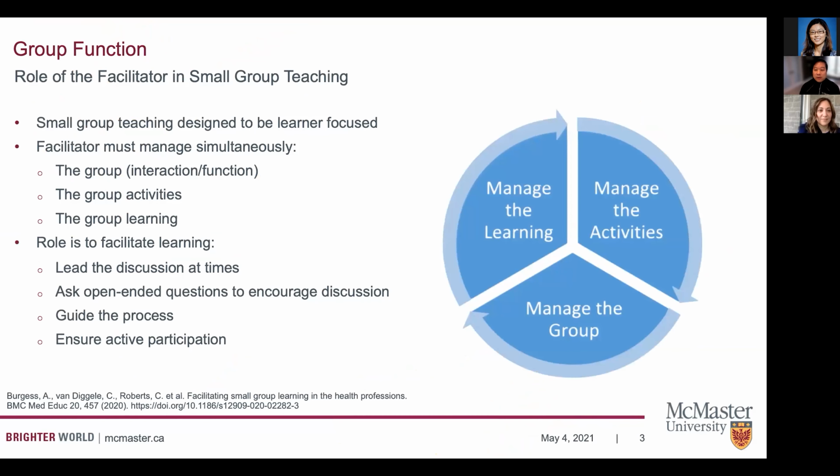So to start with, for group function, really our role as a facilitator in small group teaching is multifunctional. Small group teaching is designed to be learner focused. And so we have a number of things that we do simultaneously, but a broad way to think about it is three major areas that we're simultaneously managing as the small group facilitator. The first is the group, and by this, I mean the interaction and the function of the group. The second is the group activities. What are they doing? How are they doing it? And then the third is the group learning. How are they progressing in terms of their learning process?